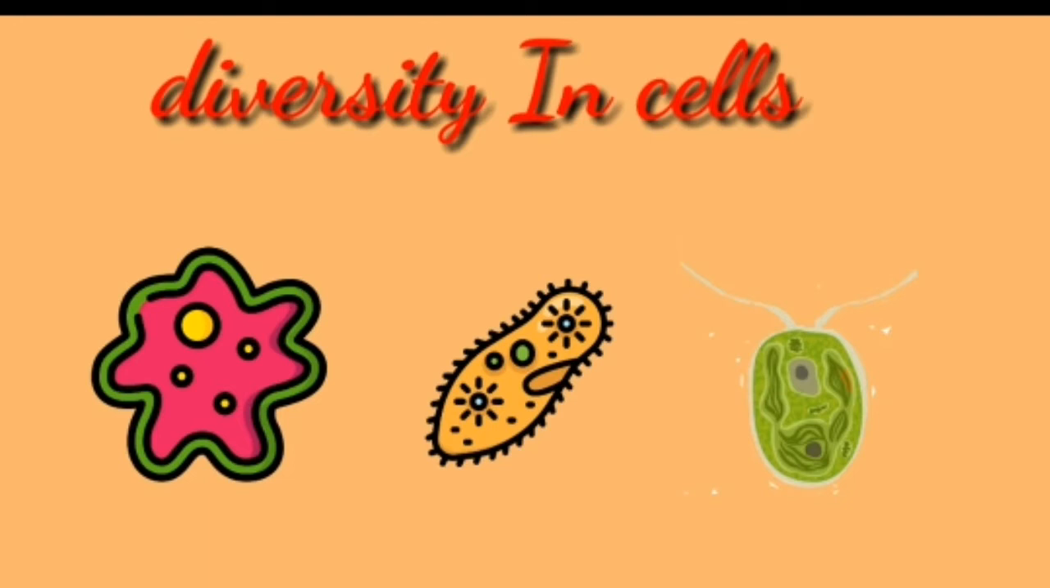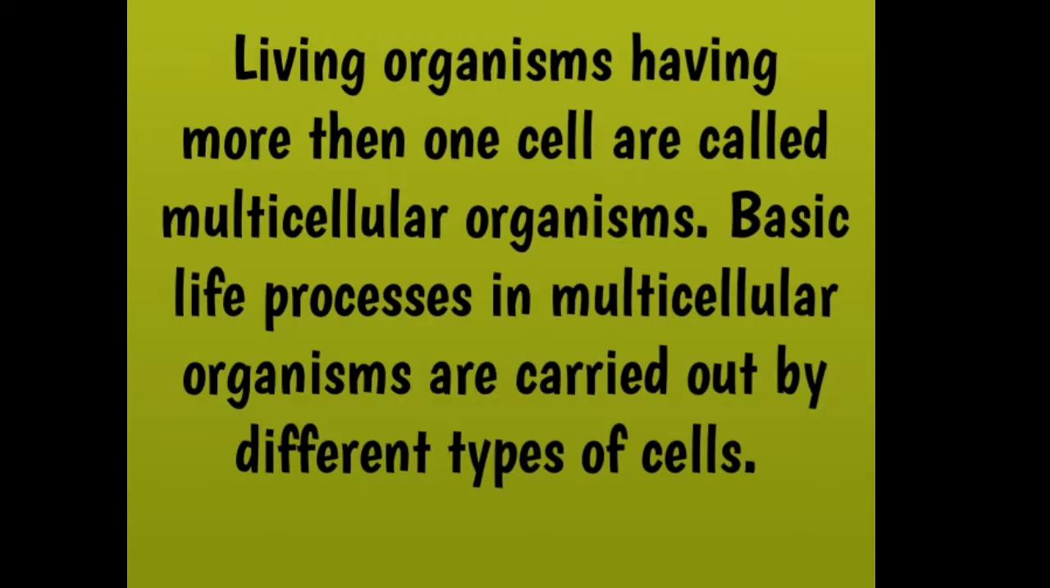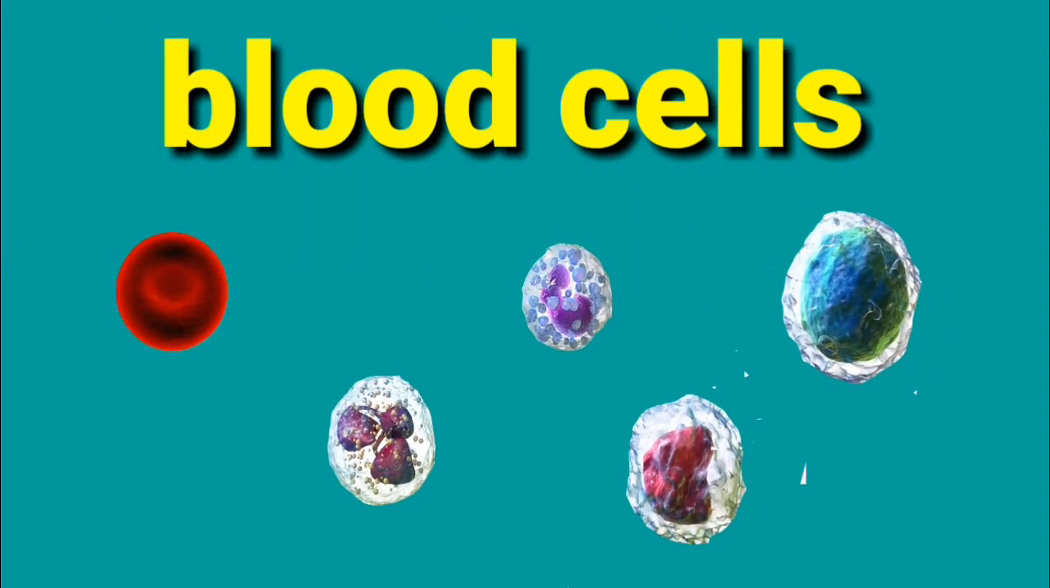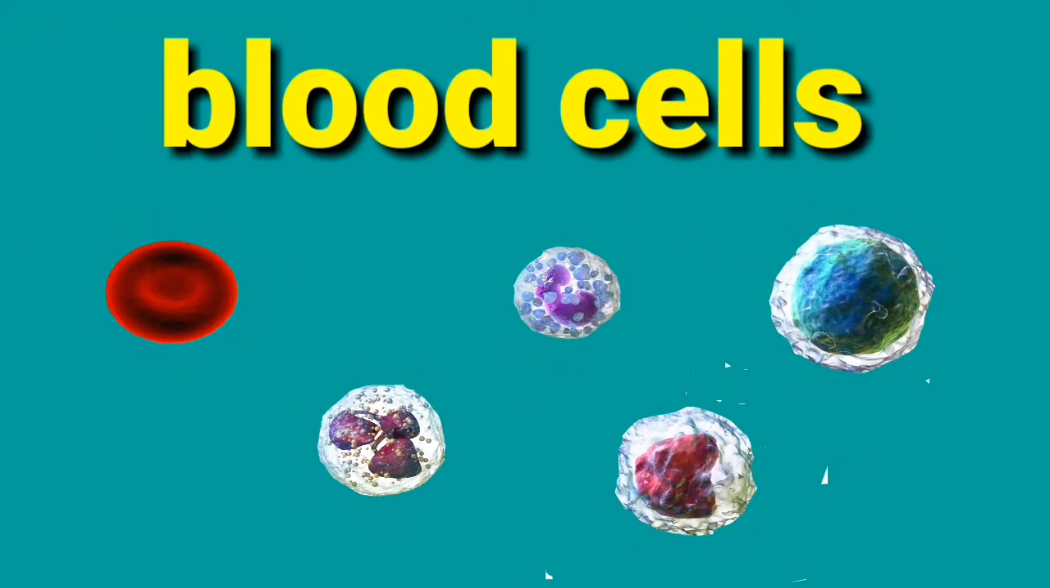In this, the single cell is capable of performing all life processes like obtaining food, respiration, excretion, growth and reproduction. Living organisms having more than one cell are called multicellular organisms. Basic life processes in multicellular organisms are carried out by different types of cells. Blood cells. All these cells are not of similar shape and size.